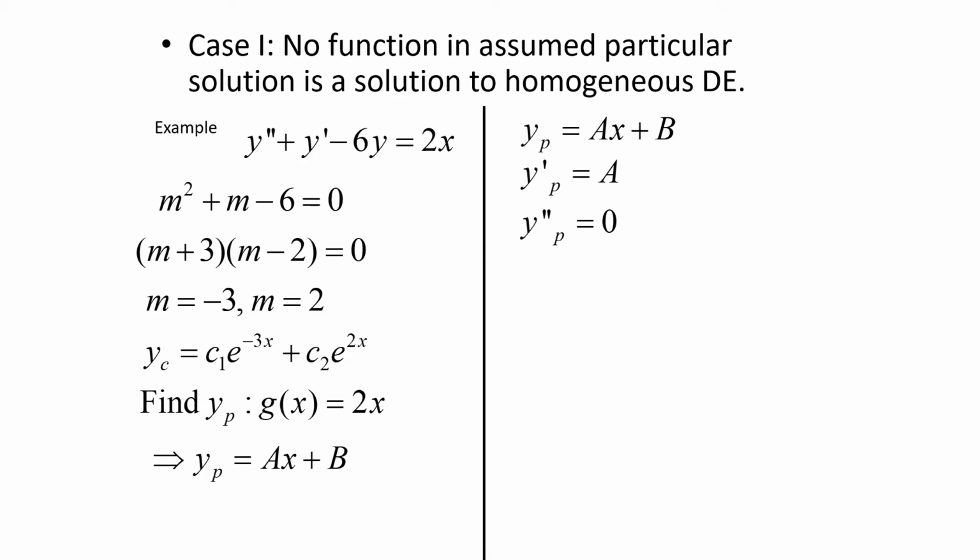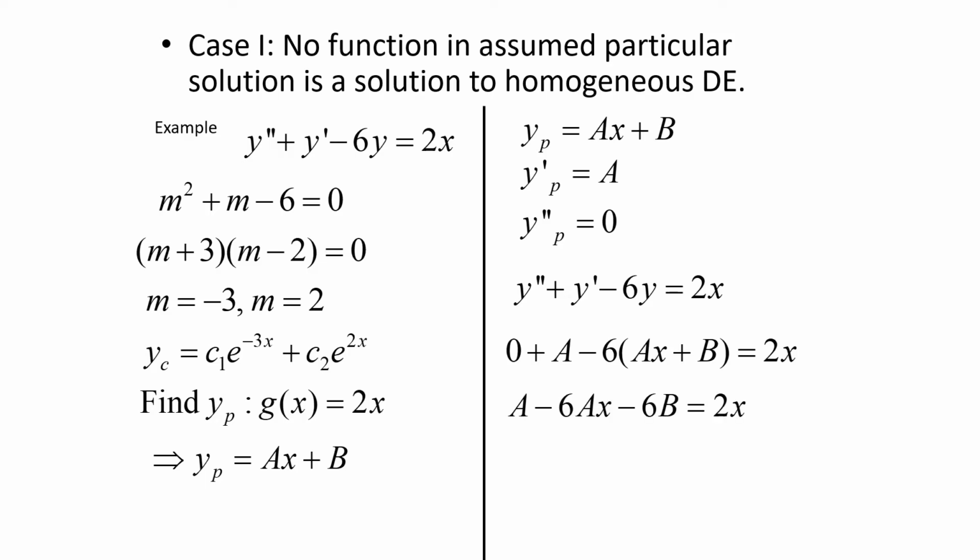And we'll plug those into our differential equation. If y double prime plus y prime minus 6y has to equal 2x, that means 0 plus a minus 6 times ax plus b has to equal 2x. And if we simplify that, distributing that negative 6 to get rid of those parentheses, we'll get a minus 6ax minus 6b equals 2x.